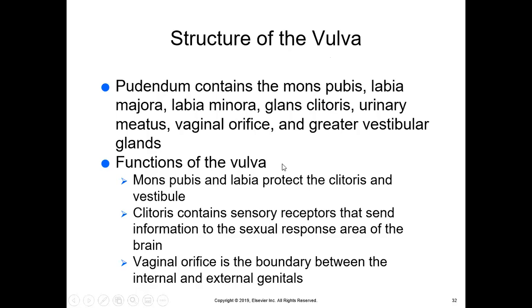Most people, when they talk about the vagina, are typically talking about the vulva because it's what they can see. So the functions in the vulva: the mons pubis and labia protect the clitoris and the vestibule. The clitoris contains sensory receptors that send information to the sexual response area of the brain. And the vaginal orifice is the boundary between the internal and external genitalia. So the vulva is the external genitalia, and most of the vagina is the internal genitalia.